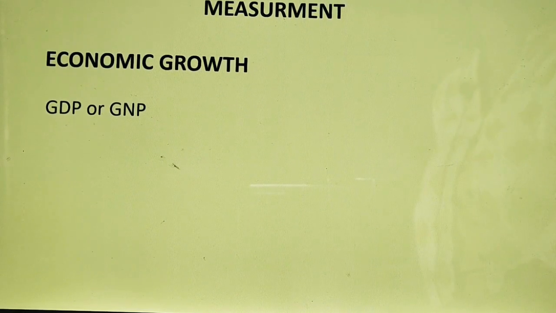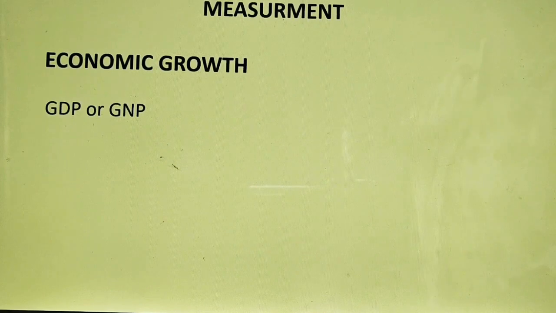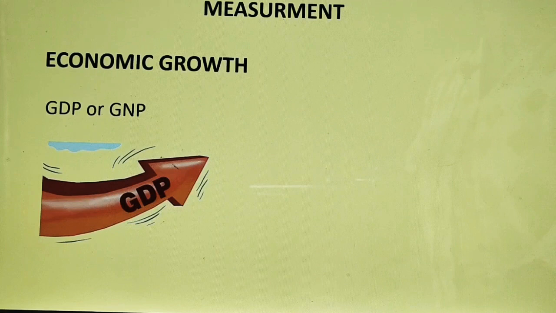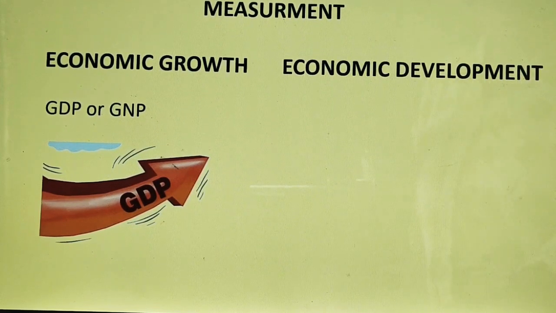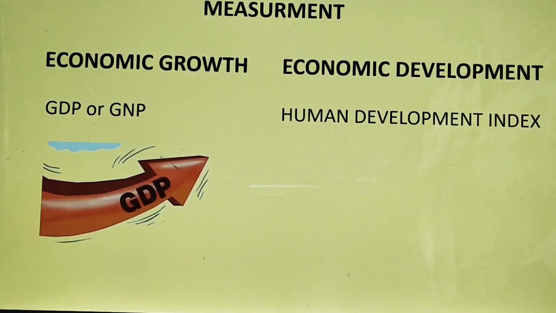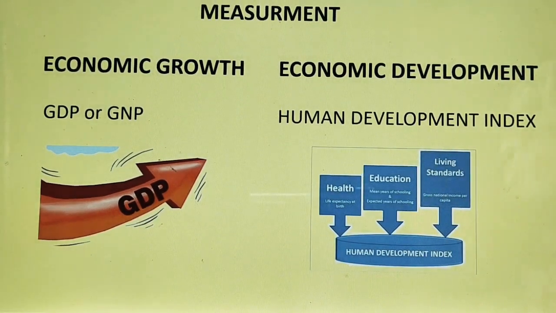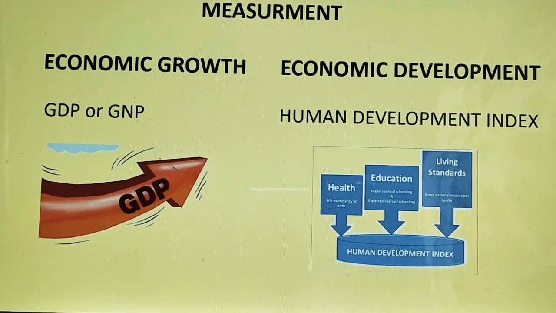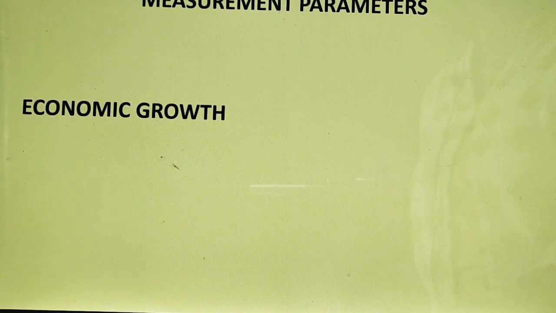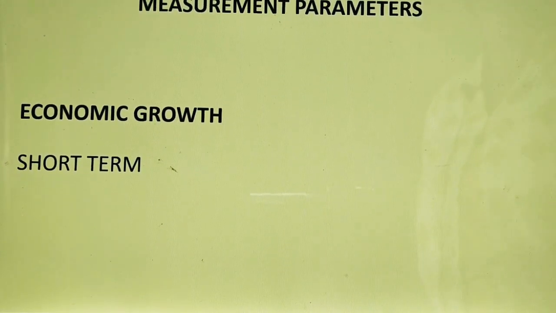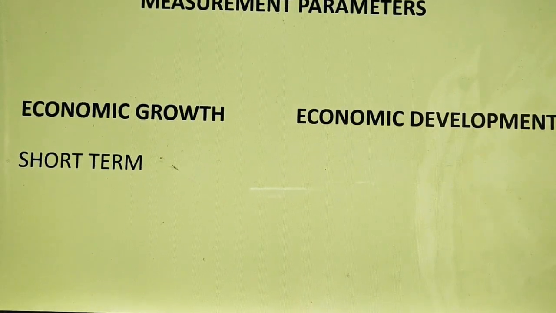While we talk about economic growth, GDP and GNP are the key measurement parameters. Obviously, as economic growth means rise in production only, whereas the Human Development Index is the main parameter for measuring economic development. Earlier, some other measures were also used, like the Physical Quality of Life Index, or even real per capita income was also used.